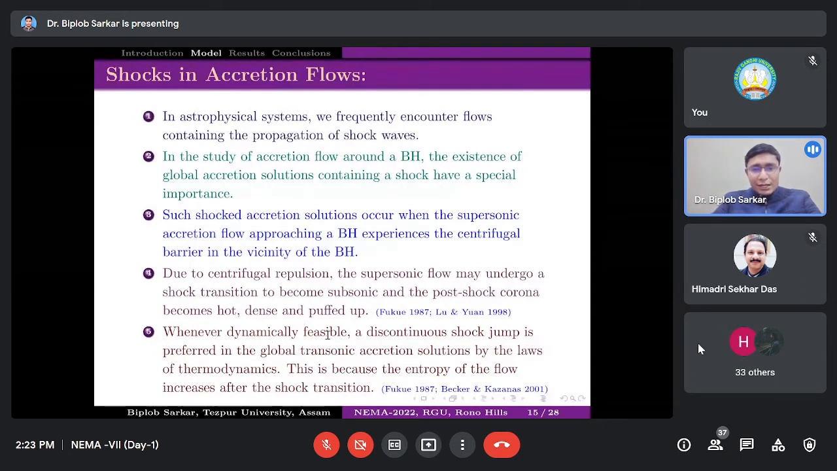Now, whenever dynamically feasible, the discontinuous shock jump in the accretion flow is preferred by the second law of thermodynamics, okay, because the global transonic accretion solutions have an opportunity to increase their entropy. The entropy of the flow increases after the shock transition. So whenever dynamically feasible, the discontinuous shock transitions in accretion flow are favored by the laws of thermodynamics.